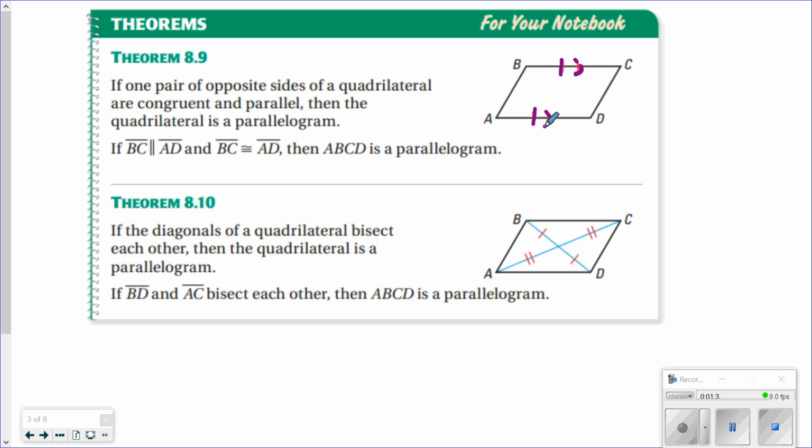Theorem 8.10, if the diagonals of a quadrilateral bisect each other, then the quadrilateral is a parallelogram. What that's saying is that if we know that BD and AC bisect each other, then ABCD is a parallelogram. Please make sure you have all of these theorems written down in your notes.